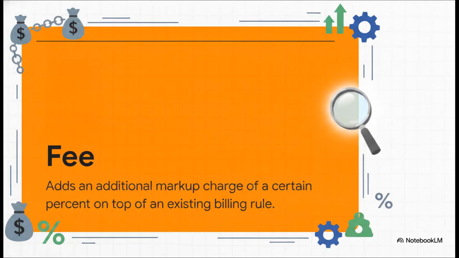Now, what's really interesting here is the fee billing rule. It's a bit different. It doesn't just stand on its own, it provides a way to literally layer an extra markup charge, like a specific percentage, right on top of an existing billing rule. It's an absolute game changer for handling admin fees or standard markups, because you don't have to go in and manually recalculate every single invoice line.